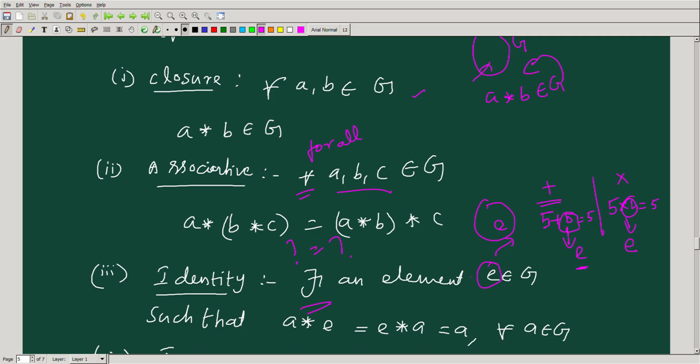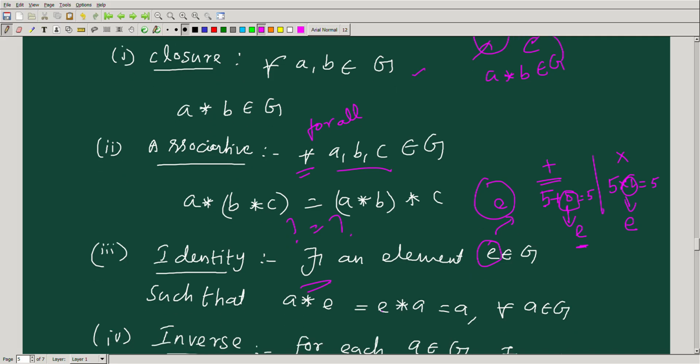E, such that A star E equals E star A equals A, which means consider A equal to 5, the answer should be 5. That's what it is. So for all A that you are taking, that also belongs to G.